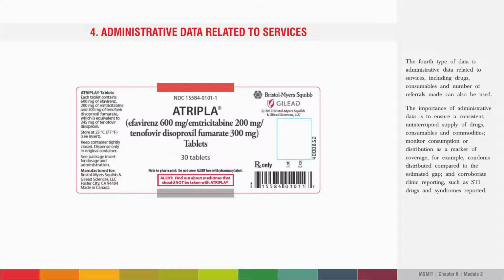The fourth type of data is administrative data related to services, including drugs, consumables, and number of referrals made can also be used. The importance of administrative data is to ensure a consistent, uninterrupted supply of drugs, consumables, and commodities, monitor consumption or distribution as a marker of coverage, for example, condoms distributed compared to the estimated gap, and corroborate clinic reporting, such as STI drugs and syndromes reported.